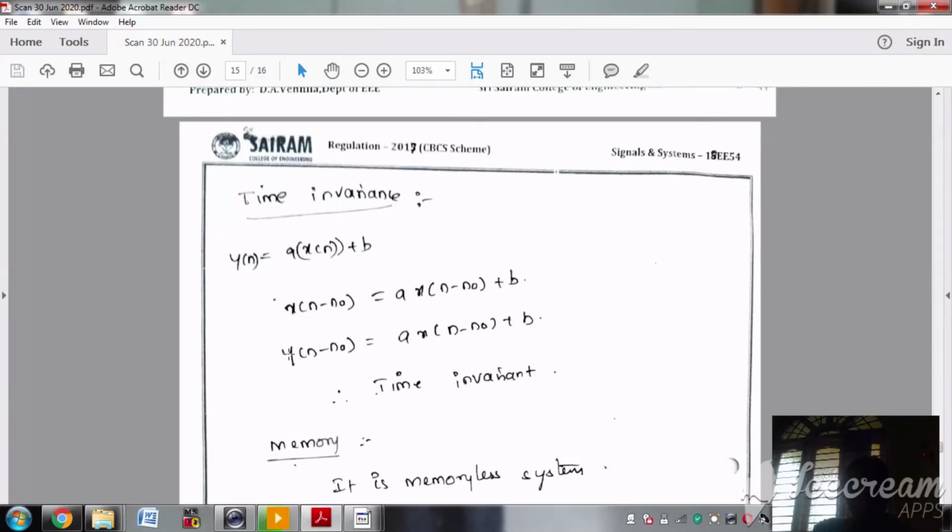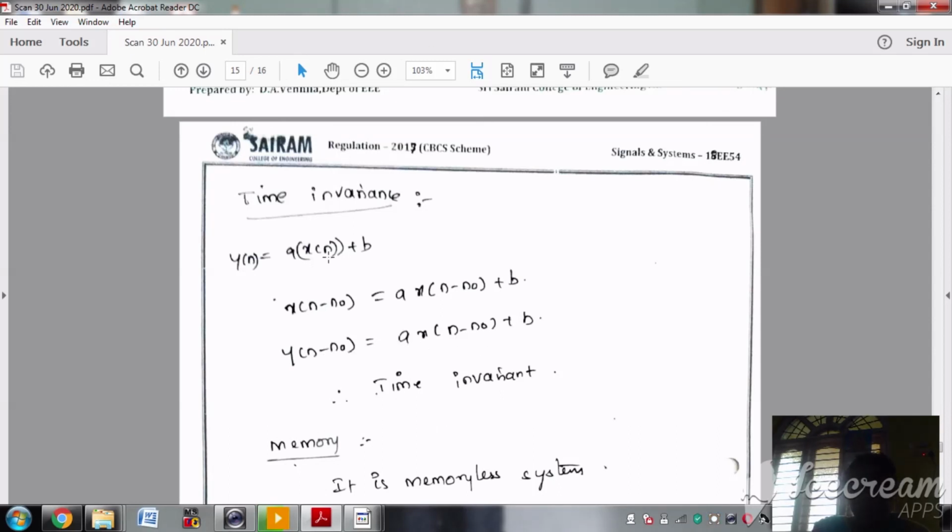Now I'm going to shift the output. Wherever I am shifting, only x has the n term; in the remaining places only constants are there. If I shift y of n to y of n minus n naught, it is a into x of n minus n naught plus b. This is time invariant.